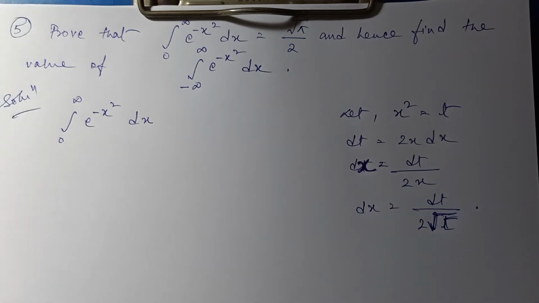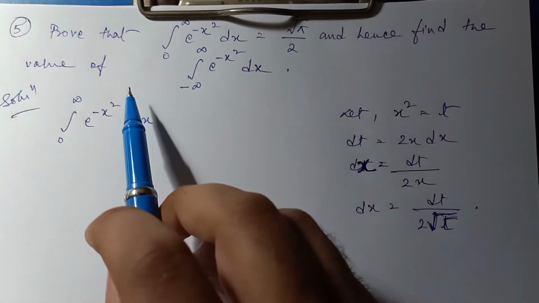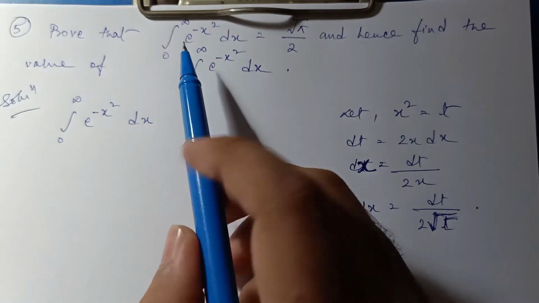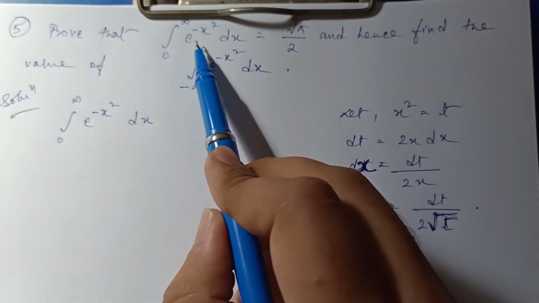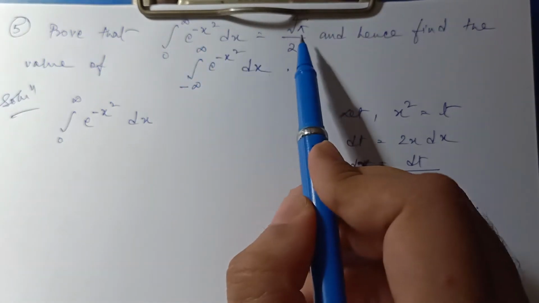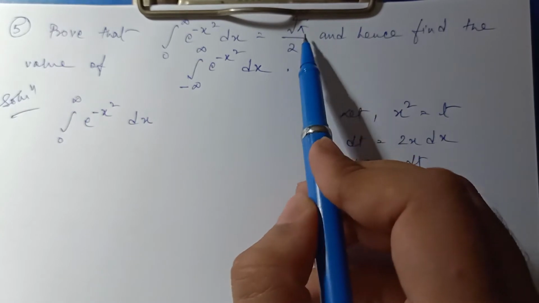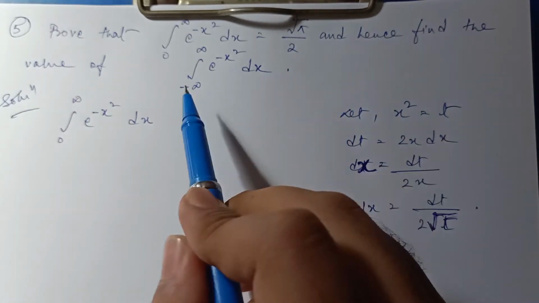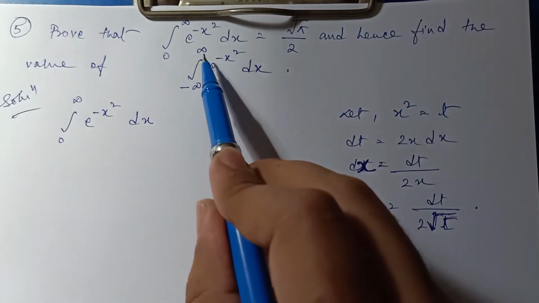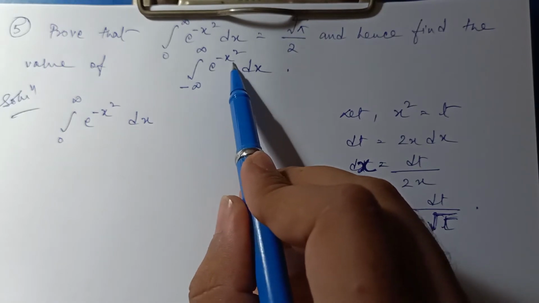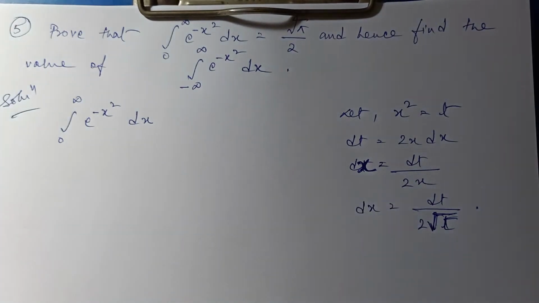So this is the fifth problem of gamma function. This is also a proof kind of sum where you are asked to prove that integration 0 to infinity e to the power minus x squared dx is equal to root pi by 2, and hence you have to find the value of minus infinity to infinity e to the power minus x squared. So friends, this is a very important problem for your graduation.